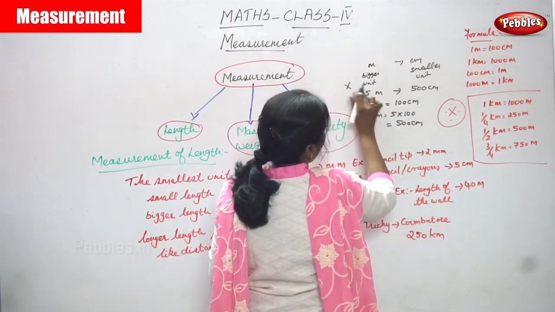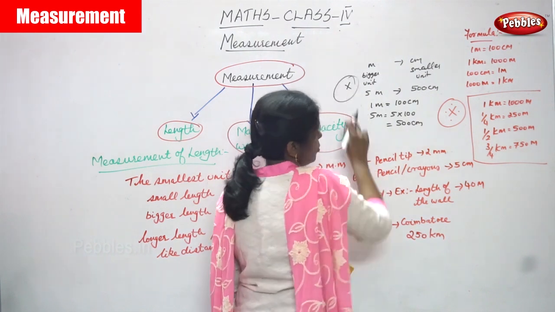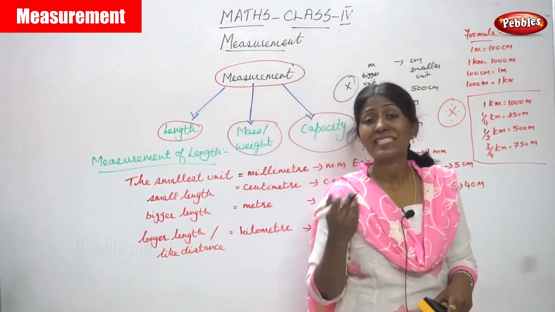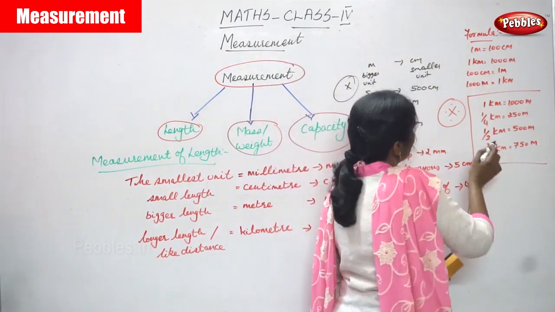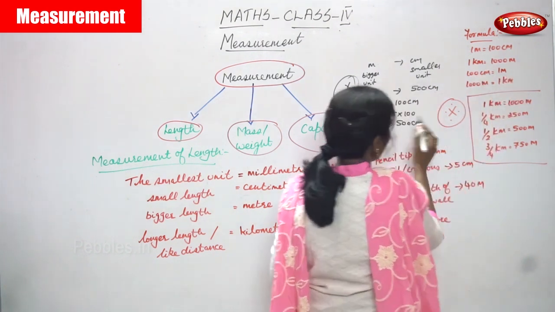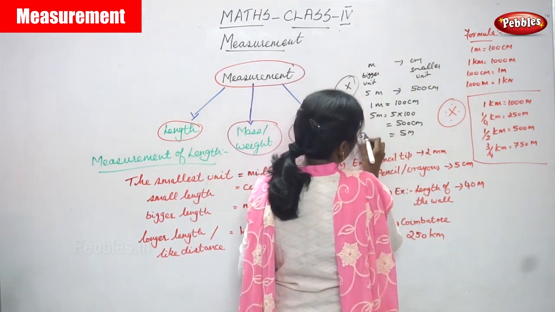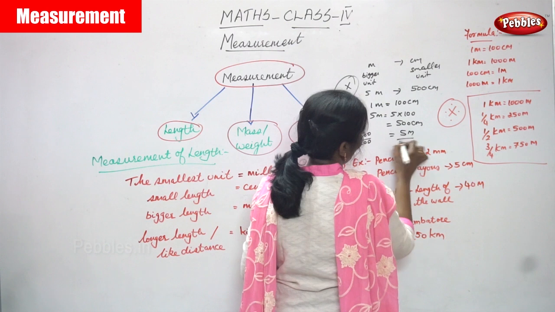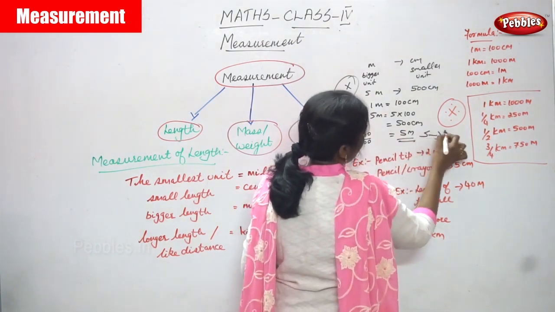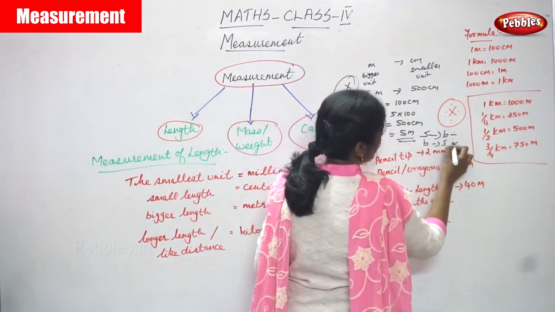So to convert a bigger unit to a smaller unit, you have to multiply. This is very important. Bigger unit to smaller unit means multiply, and smaller unit to bigger unit means division. For example, the same thing: 500 centimeters converted to meter is 5 meter. How do you get this? 500 divided by 100, you get 5 meter. So small to big, you have to divide. Big to small, you have to multiply.